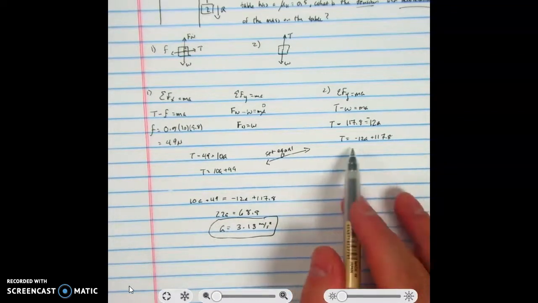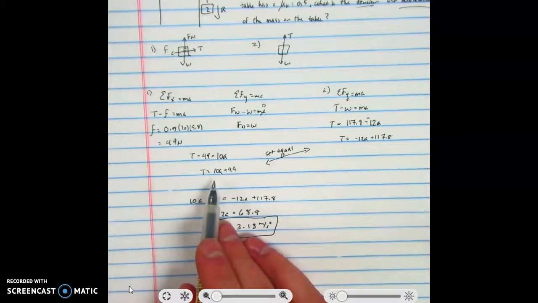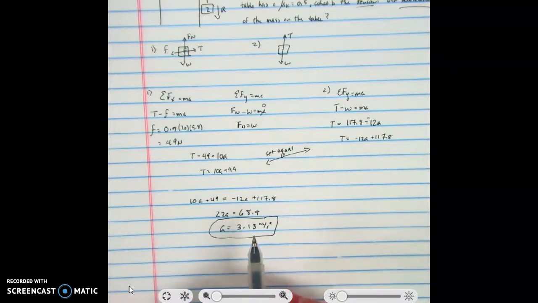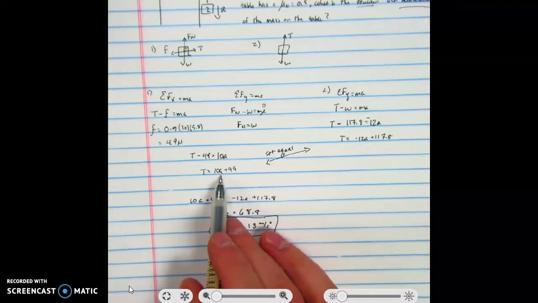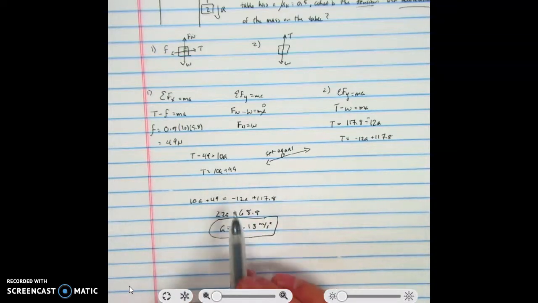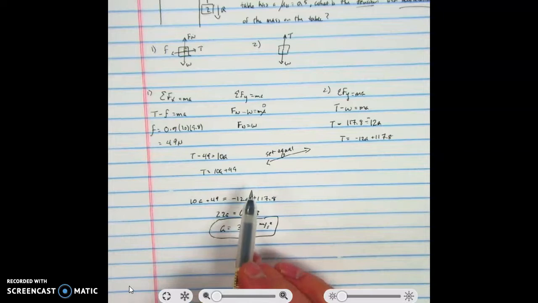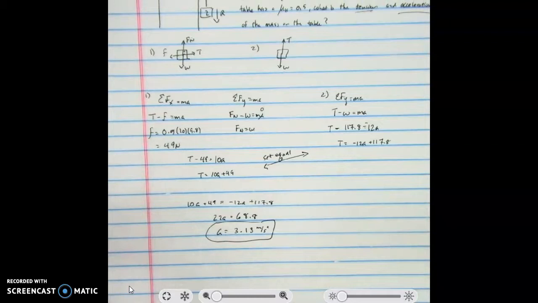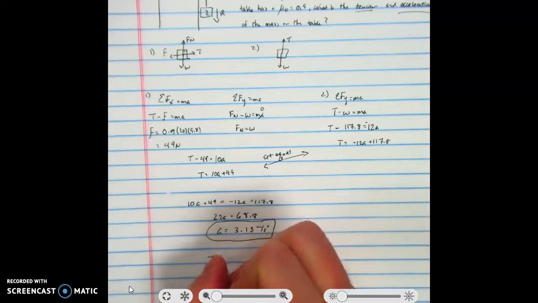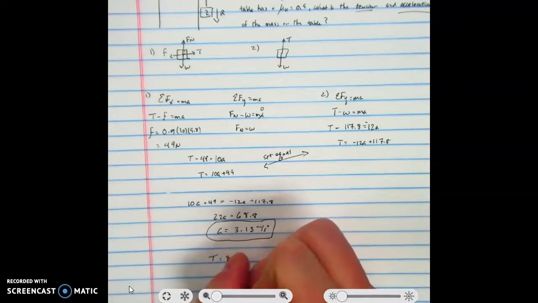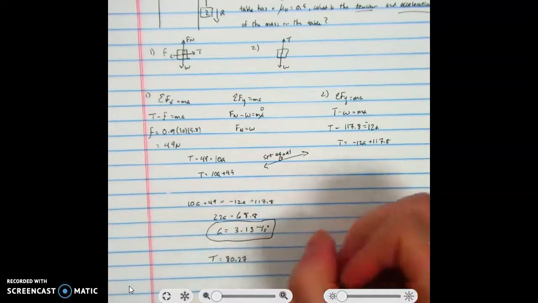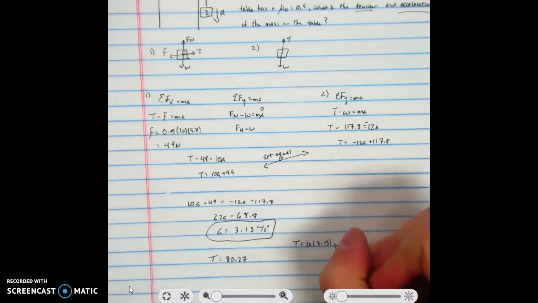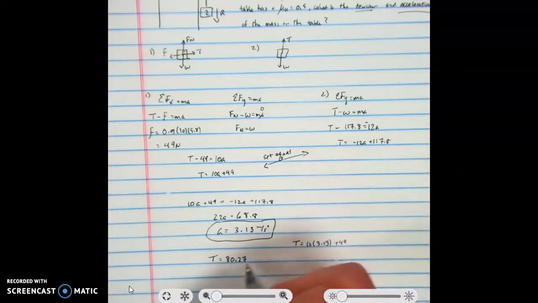Now I pick: do I want to plug it into this one or that one to solve for the tension? I'll just pick this one. Why am I picking this one? I don't know. Why not? So 3.13 times 10 plus 49. So tension is equal to 80.27. Once again, tension equals 10 times 3.13 plus 49 newtons.